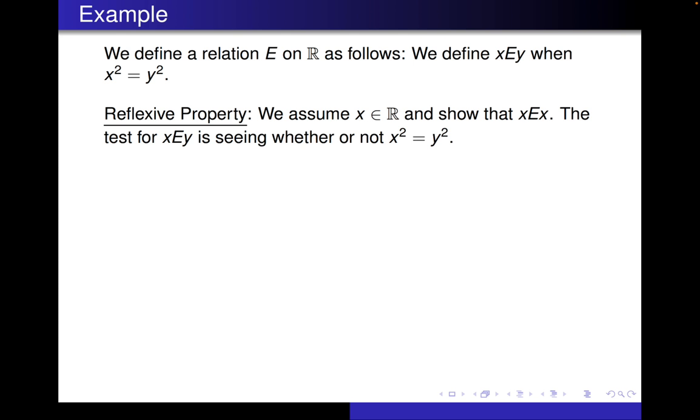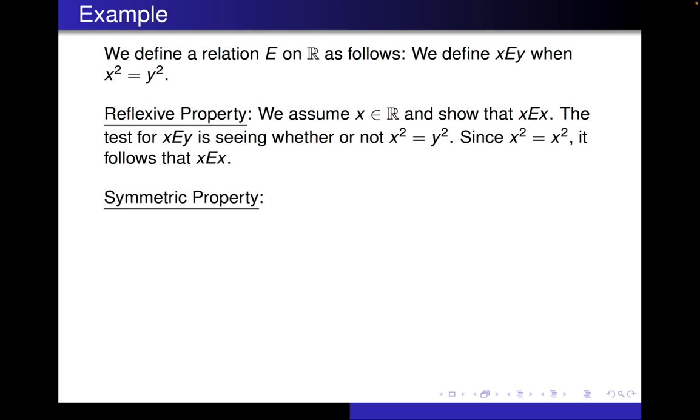Remember, the test for x being related to y is seeing whether or not x squared is equal to y squared. If we replace that y with an x, which is what we're doing when we ask is x related to x, the test is: is it true that x squared is equal to x squared? It certainly is, because they're exactly the same thing. That means it follows that x is related to x. All right, the other ones have a better flow to them.